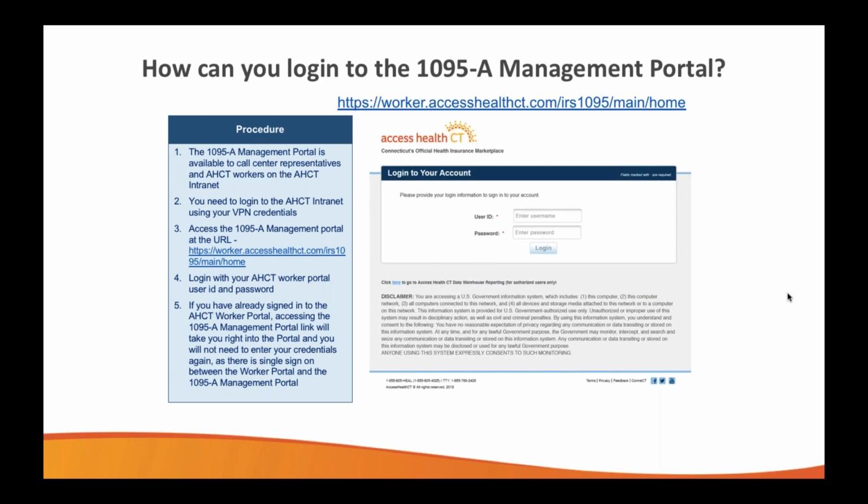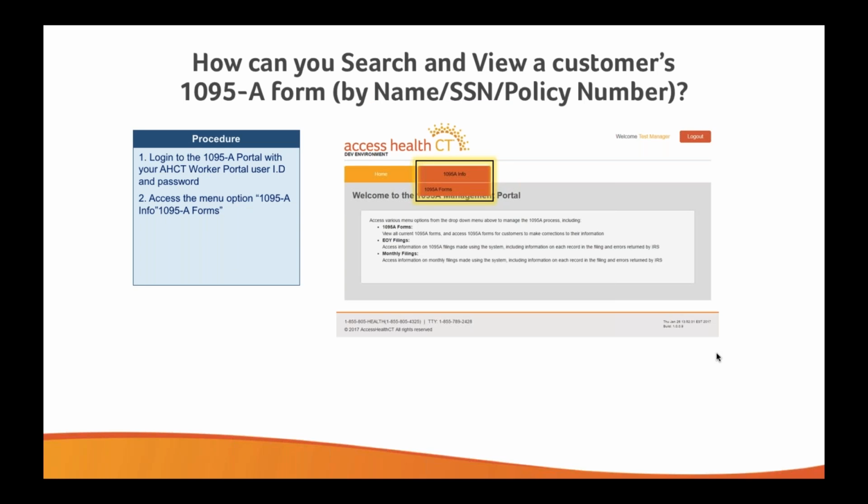It looks just like your worker portal when you're going into the 1095 portal. It's just a different URL. You put in your same worker portal user ID and your password, and it logs you in. Go to the next one. And it looks like this when you log in. So pretty much it's 1095 information and forms.